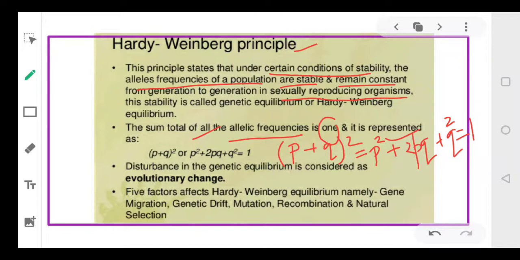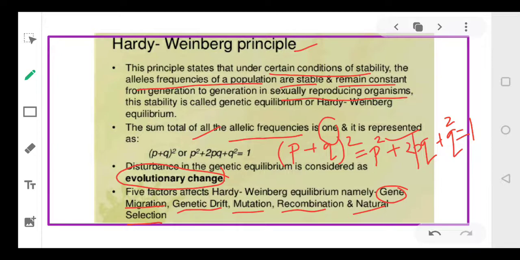But provided there should be stable conditions, there should be absence of evolutionary change. So this principle will work only if the 5 factors are completely absent. One is gene migration is absent, genetic drift is absent, there is no mutation in the population, there is no recombination, and there is no natural selection. So these 5 forces, which are called evolutionary forces, should be completely absent. So this is what Hardy-Weinberg says.